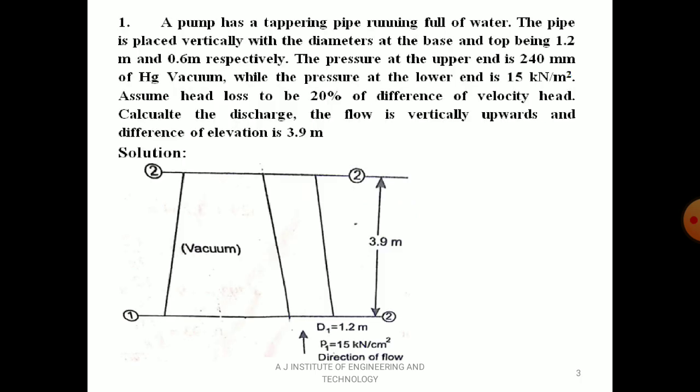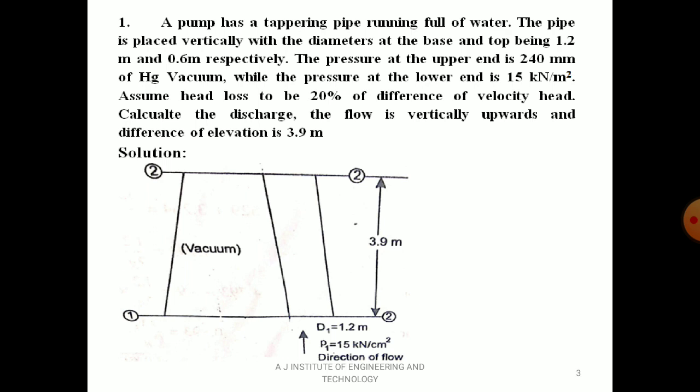So first problem: a pump has a tapering pipe running full of water. The pipe is placed vertically with the diameters at the base and top being 1.2 meter and 0.6 meter respectively. The pressure at the upper end is 240 mm of Hg vacuum, while the pressure at the lower end is 15 kN per meter square. Assume head loss to be 20% of the difference of velocity head. Calculate the discharge. The flow is vertically upwards and the difference of elevation is 3.9 meter.